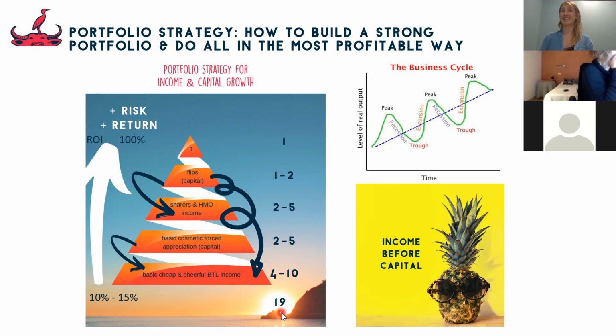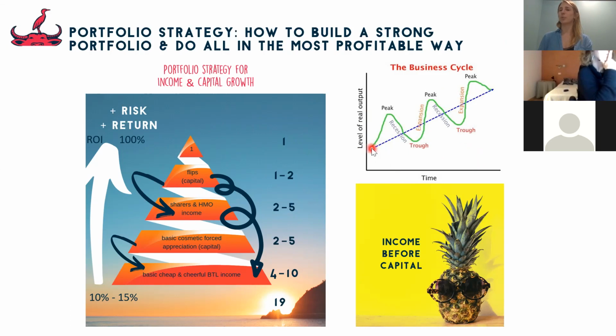Now, I've shown previously in other videos this graph, but this graph would represent what happens in any market, and not even just property. It could be in the stock market or any market. So in the long term, we see a growing trend, and that's that blue dotted line.